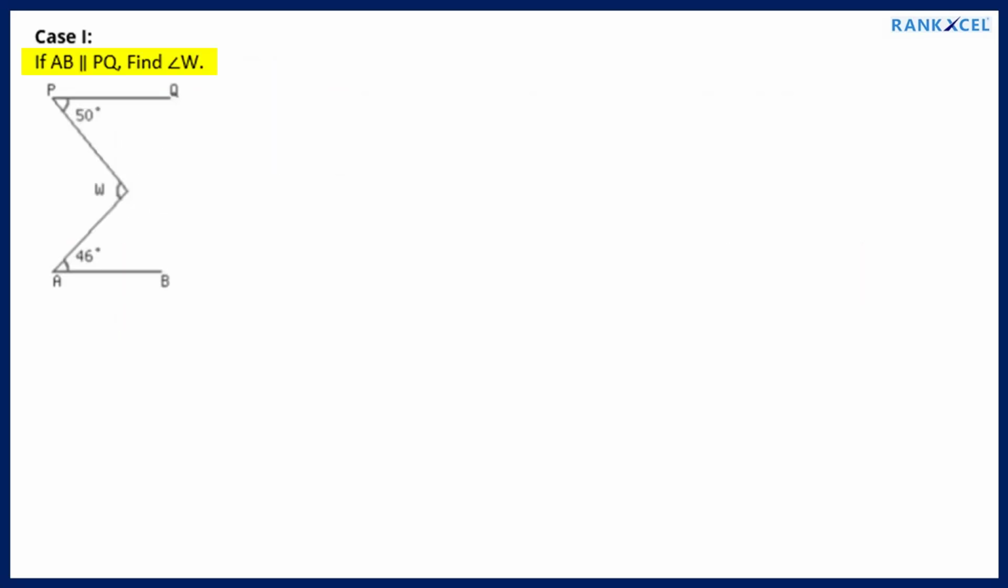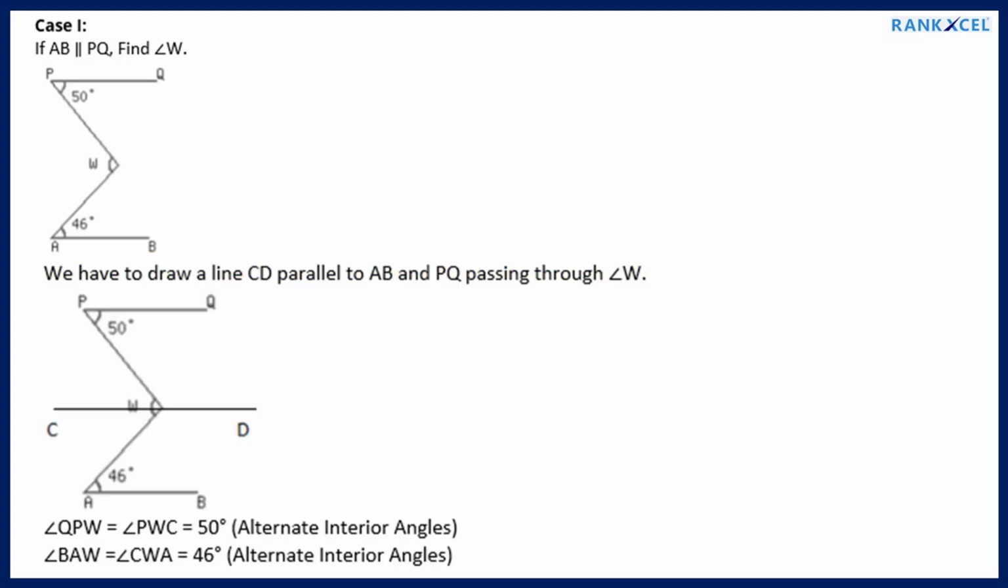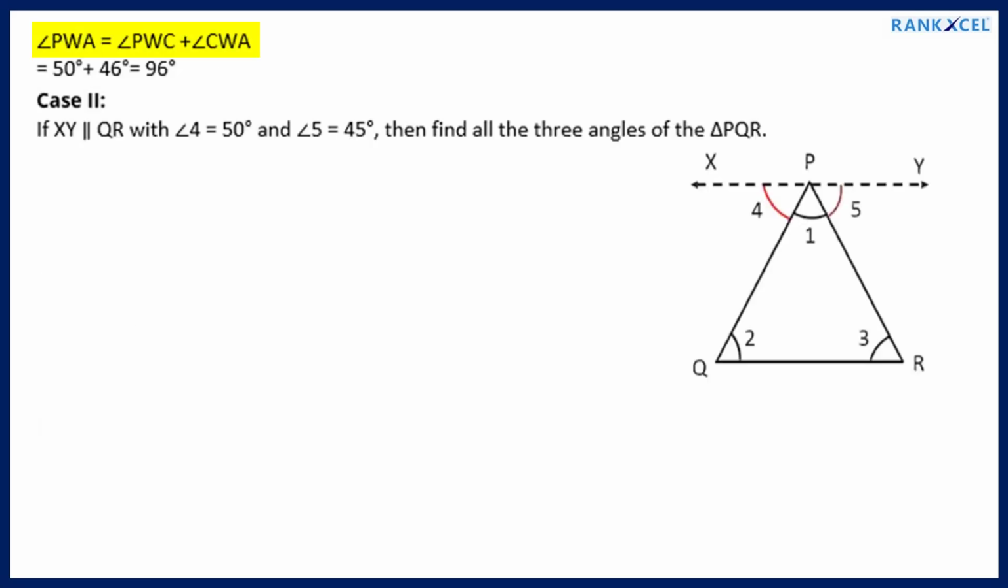Case 1. If AB is parallel to PQ, find angle W. We have to draw a line CD parallel to AB and PQ passing through W. Angle QPW equals angle PWC equals 50 degrees, alternate interior angles. Angle BAW equals angle CWA equals 46 degrees, alternate interior angles. Angle PWA equals angle PWC plus angle CWA equals 50 degrees plus 46 degrees equals 96 degrees.